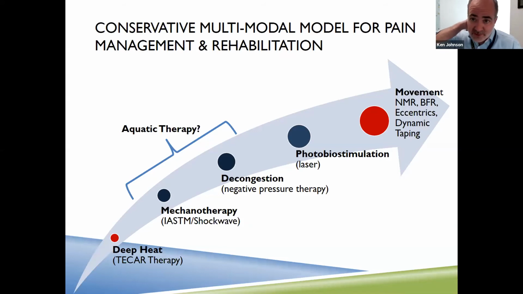So, from that, it was figuring out how it fit into this model that I had already created for myself. Looking at how mechanotherapy, whether it be through instrument-assisted soft tissue mobilization or shockwave, something very prevalent and common in my practice, fit in with those types of treatments. The decongestive therapies such as negative pressure therapy or cupping, which is probably a bit more commonly known, where does this tool fit in with that? And ultimately, how does it lead to helping patients get back to movement?